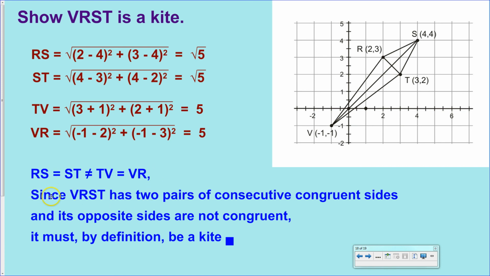I've thrown in some extra explanation here that says since VRST has 2 pairs of consecutive congruent sides and its opposite sides are not congruent, it must by definition be a kite.